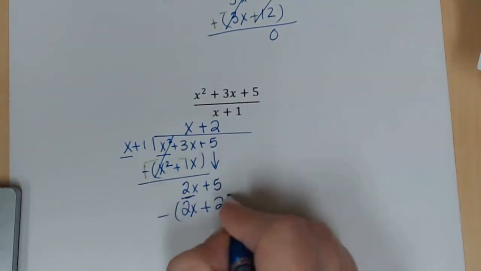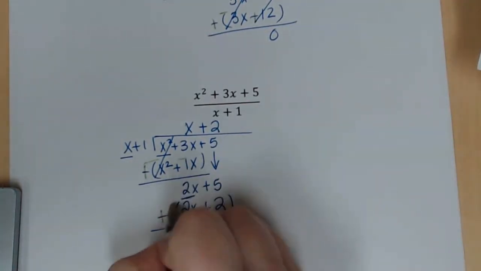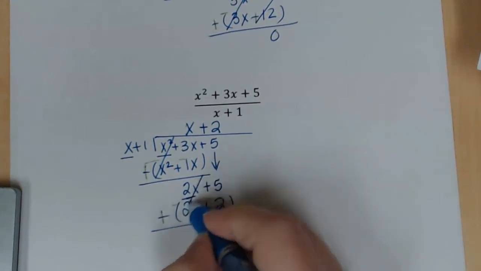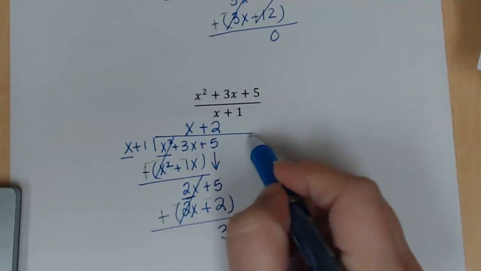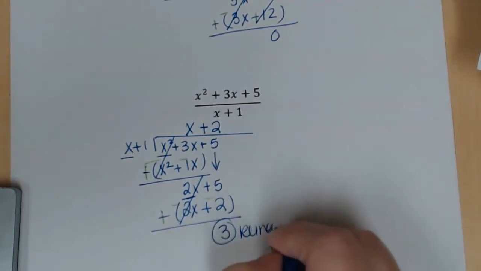And then subtract this whole thing. So in order to subtract, I want to change all the signs. So 2 and negative 2 cancel. 5 and negative 2 is 3. Notice I have nowhere else, nothing else to bring down. So this is my remainder.